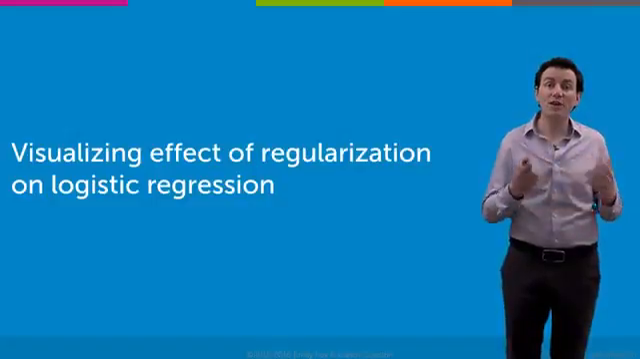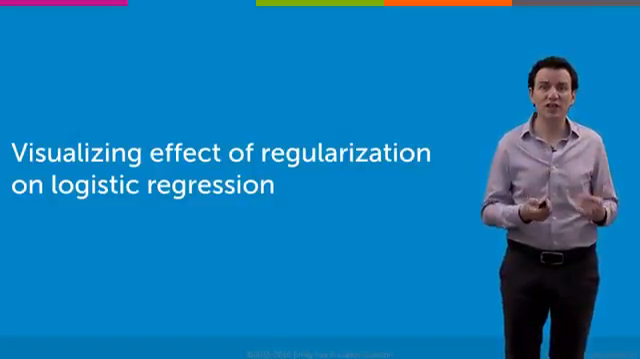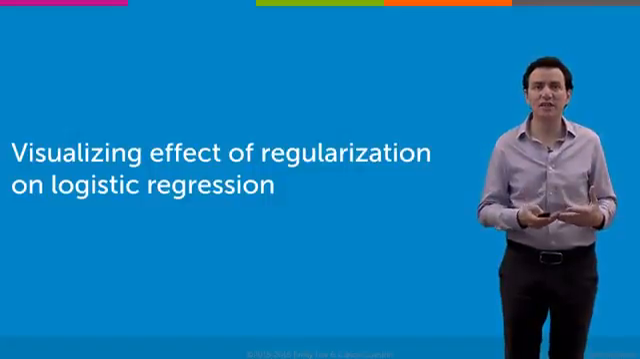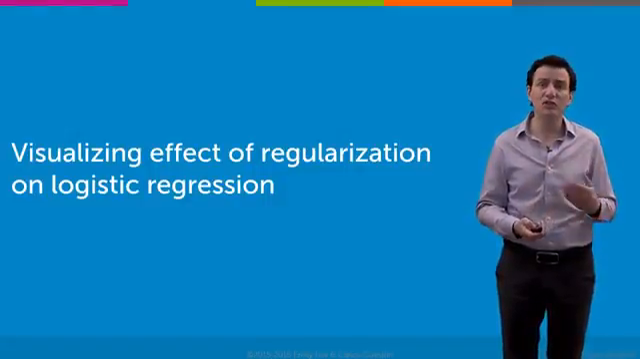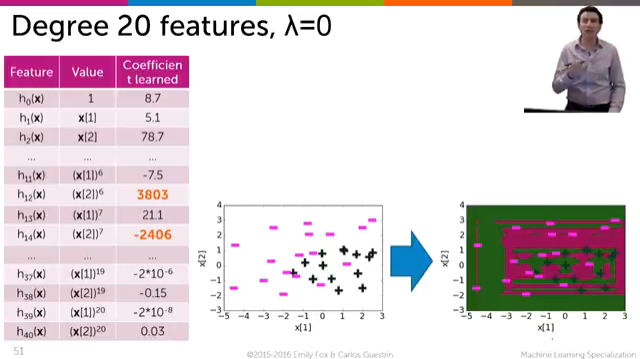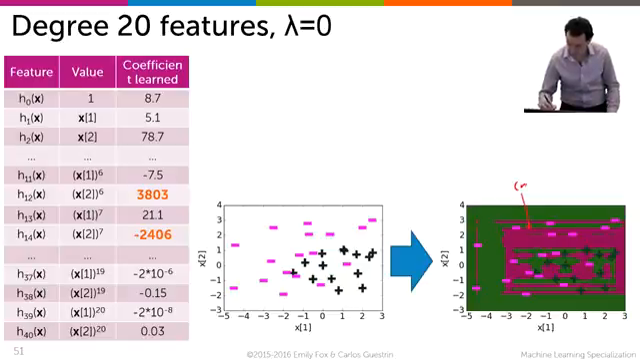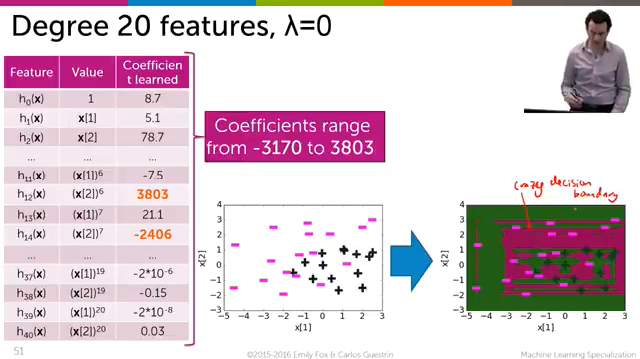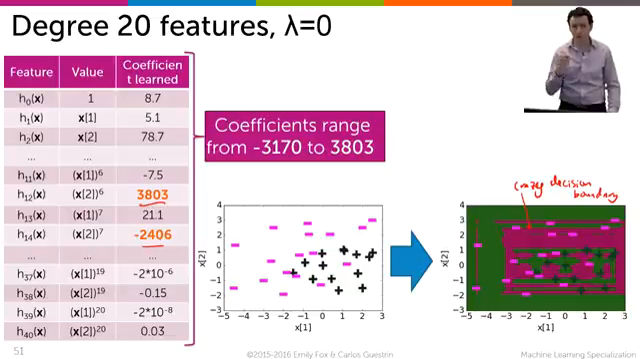Now that we've seen how regularization can play a role in the classification setting, let's observe in our toy dataset what happens to decision boundaries as we introduce a regularization penalty. We're going to work with those degree 20 features. So fitting a logistic regression model with features of polynomial degree 20 led us to this technical term that I call the crazy decision boundary. And the parameters had very large magnitude. In fact, they varied from minus 3,170 to 3,803. So they were very big.